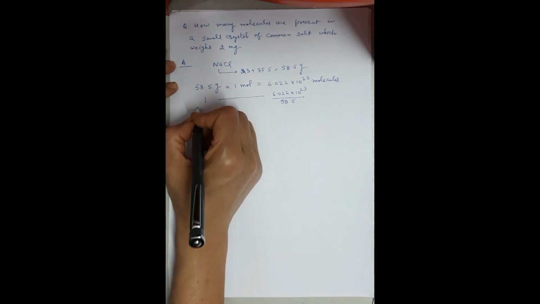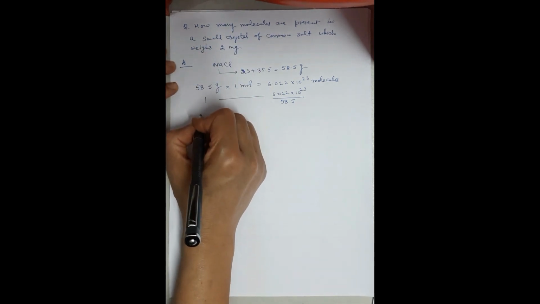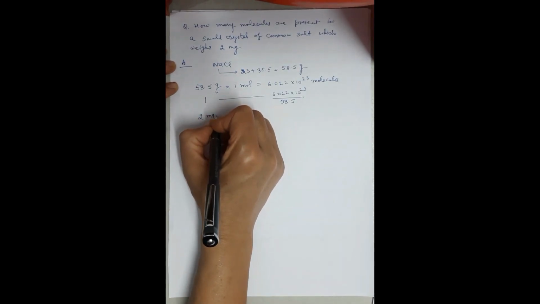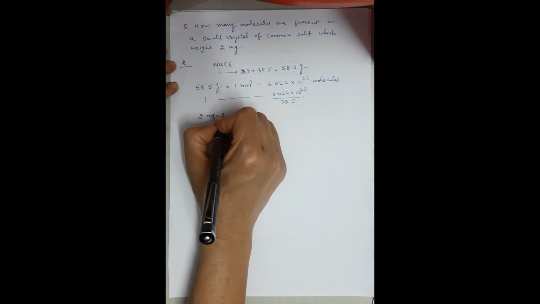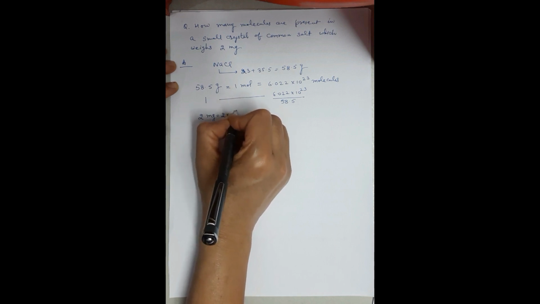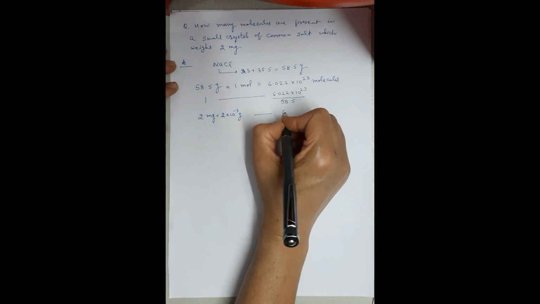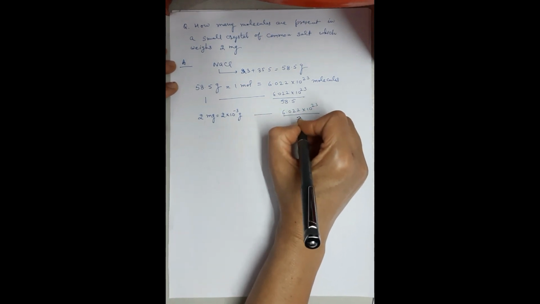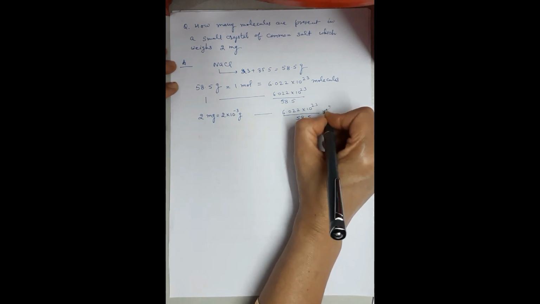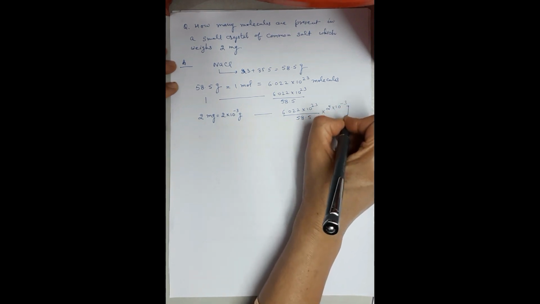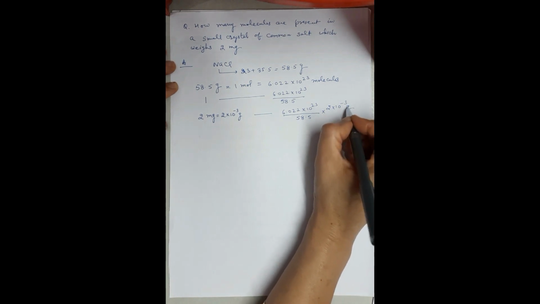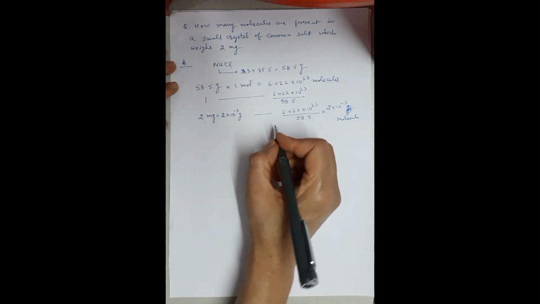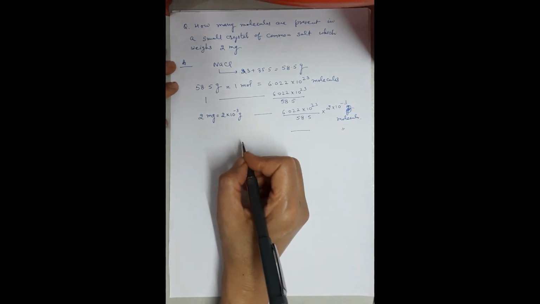Look, it has come out simple. And now what do we need to find out? We need to find out for 2 milligram. This is all in grams, so convert it into grams. 2 milligram is 2 into 10 raised to power minus 3 gram. So you will get here 6.022 into 10 raised to power 23 divided by 58.5 into 2 into 10 raised to power minus 3. Sorry, this is not gram, this is molecules. And if you solve it, you will get these many molecules are present.